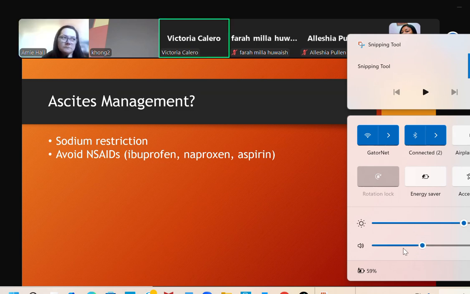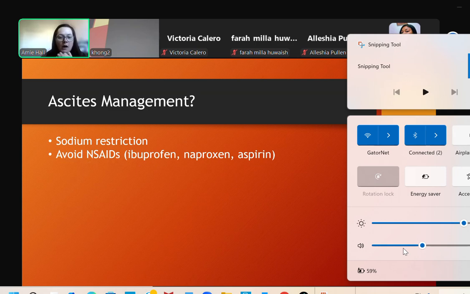Increase the retention of fluids. Yeah, so NSAIDs increase the risk of sodium and water retention. So that's going to be problematic, because the ascites will get worse. We're not avoiding them in ascites because of the risk of bleeding. That would be a reason we would avoid them in esophageal varices, but in ascites, it's because NSAIDs increase sodium and water retention.